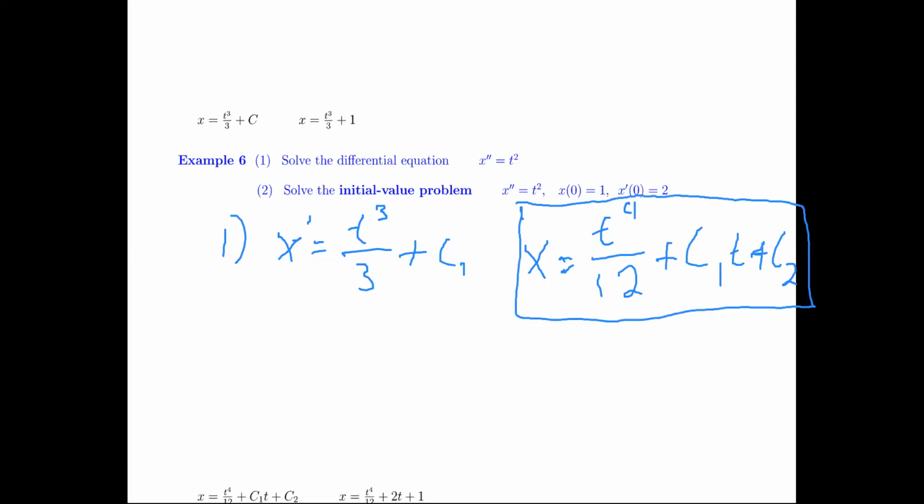And we take that and we solve the initial value problem. So we notice that x prime of 0 is 2. So x prime of 0 is equal to 2. So this is t cubed over 3 plus c1 is equal to 2. T cubed, whoops, I should fix that real quick. This is 0, t is 0, so this was in fact 0 cubed. And so this tells us that c1 is equal to 2.